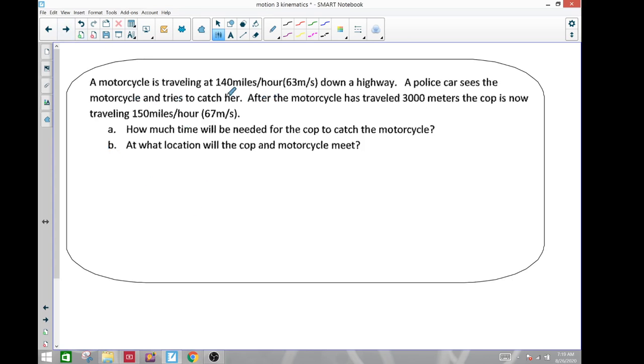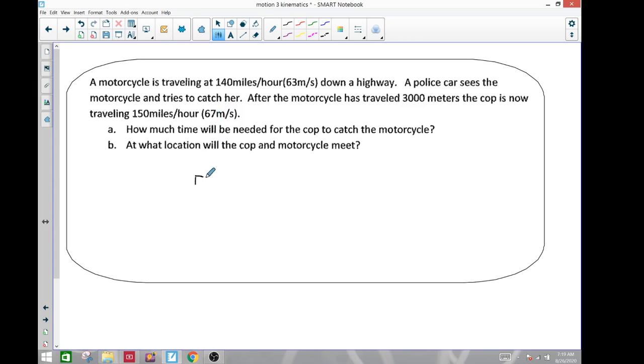A motorcycle is traveling 130 miles per hour, which is 63 meters per second, down a highway. A cop car sees the motorcycle and tries to catch her. After the motorcycle has traveled 3,000 meters, the cop is now traveling 100 miles per hour, or 67 meters per second. So they're catching each other. Let's set up a little picture here.